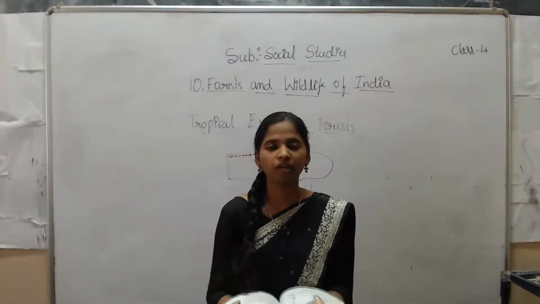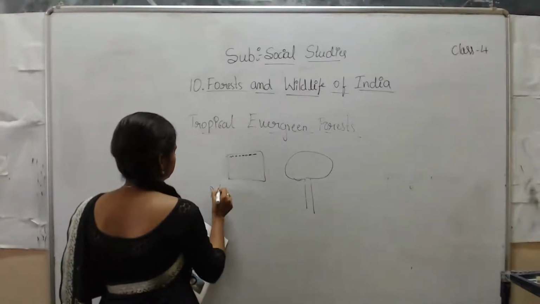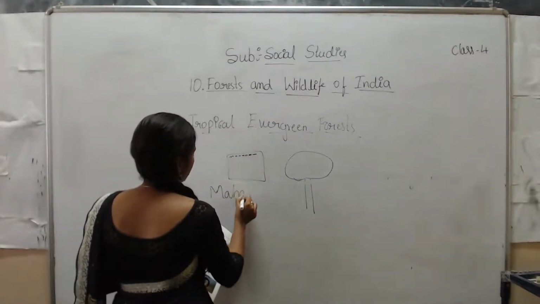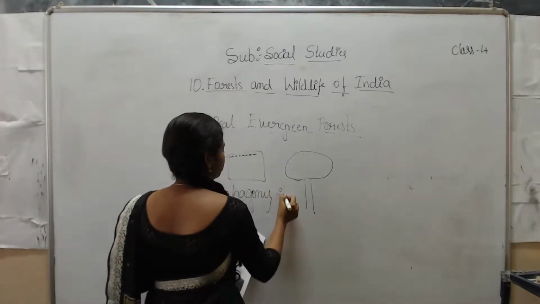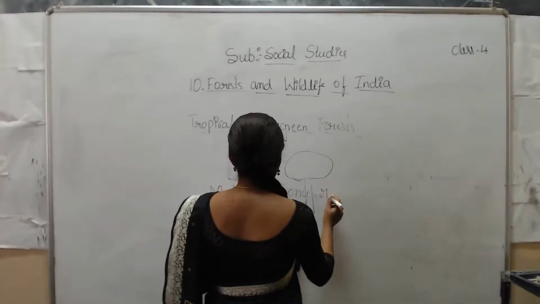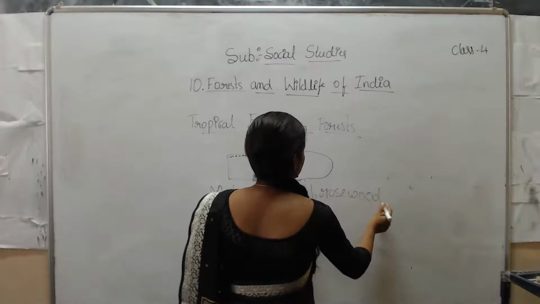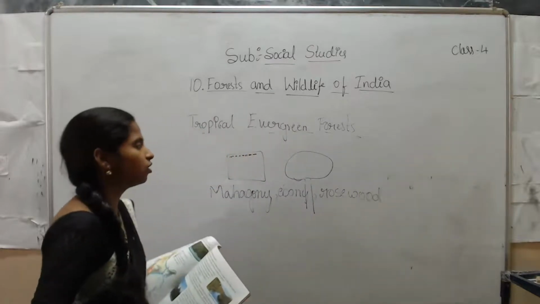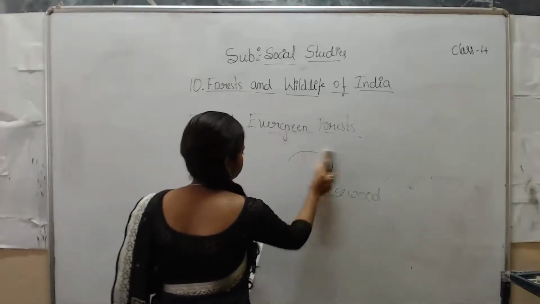The commonly grown trees in this kind of forest are mahogany, ebony, as well as rosewood. These are the well-known trees commonly grown in this tropical evergreen forest.